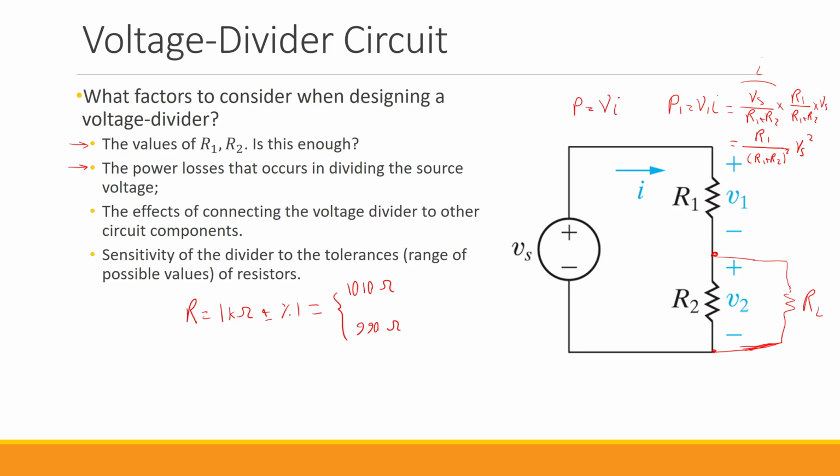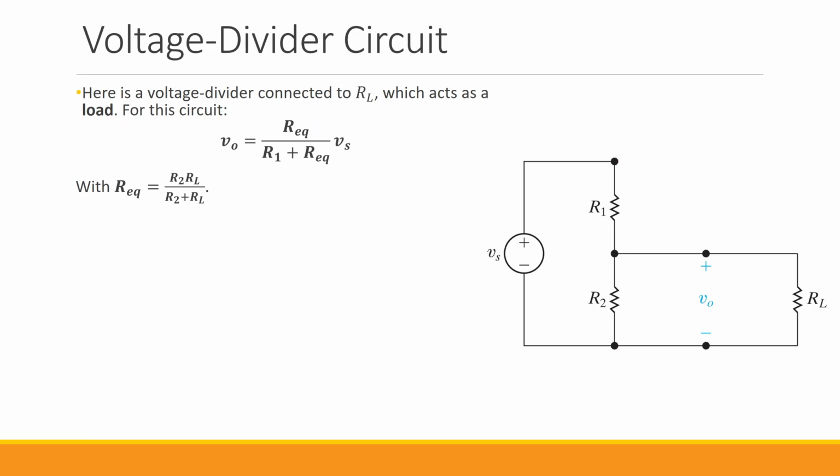To answer some of these questions, let's take a look at this circuit. We have this independent voltage source that we want to divide between two voltages. A portion will be across R1 and another portion will be across R2. So V2 and VO are exactly the same, because as you can see, R2 and RL are in parallel. RL is what we call here the load resistance.